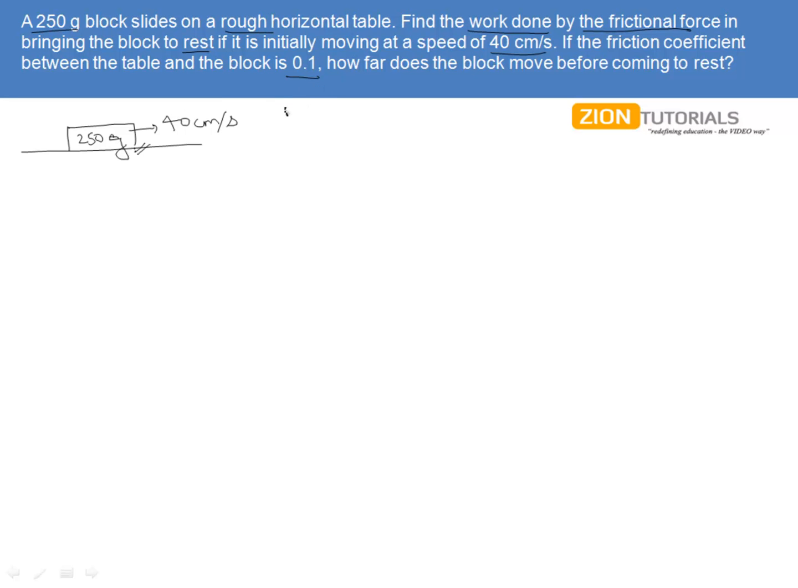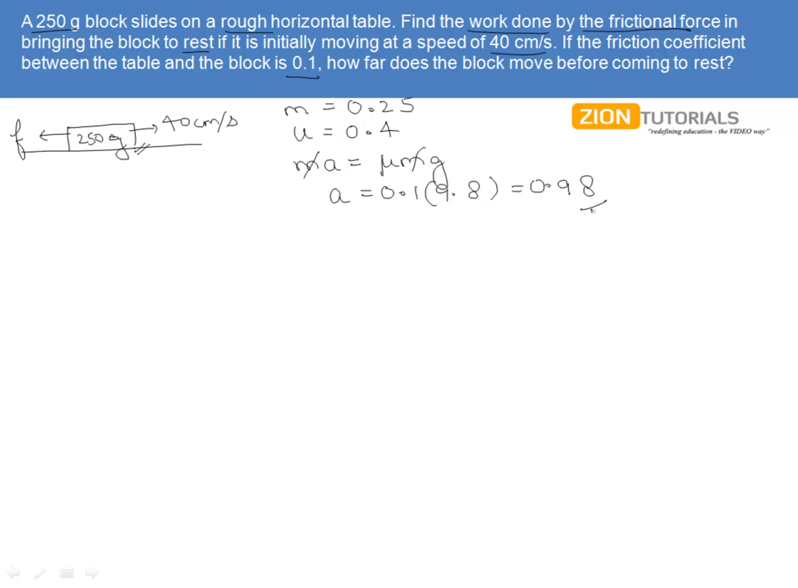So here we have the mass of the block being 0.25 kg, because we need to convert everything into the SI system. The initial velocity being 0.4, because we need to convert it into meters per second. And here we can say that the mass into acceleration is provided by the frictional force. The velocity is in this direction and the frictional force will be opposing it, which is mass into acceleration, that is mu mg. Cancelling the factor of mass, we get acceleration equal to 0.1 into 9.8, giving us 0.98 meters per second squared.